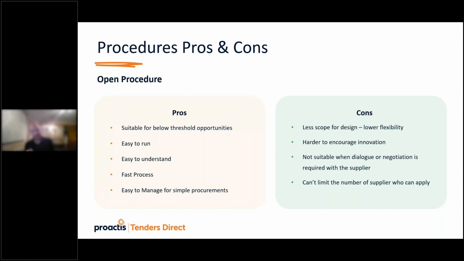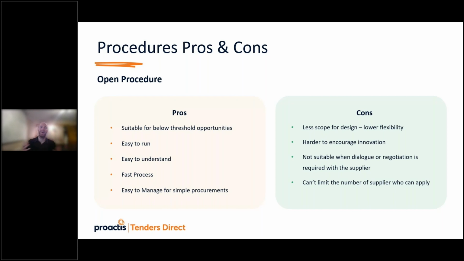In terms of the downsides for everyone with open procedures, well, there's less scope for design, and therefore a lower level of flexibility in terms of what they're going to put in. Because you can't structure the procurement in such a way as to encourage engagement or discussion or solution design innovation, it can be harder to get that innovation as an outcome in terms of what the suppliers are submitting. You're potentially a little bit handcuffed with it, so it's not necessarily going to be appropriate when you know that you would benefit from some forms of engagement with the suppliers as part of having them arrive at final solution proposals.